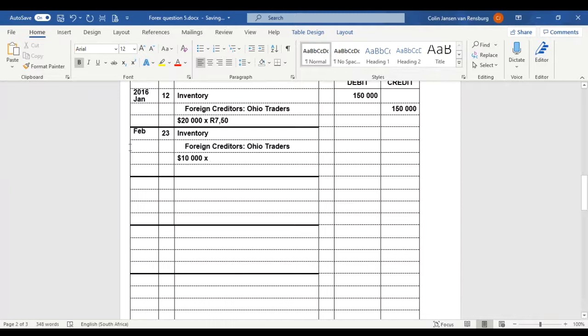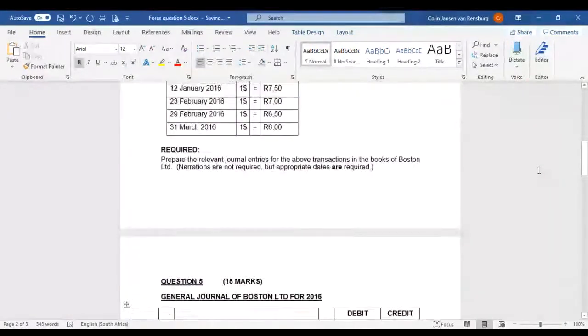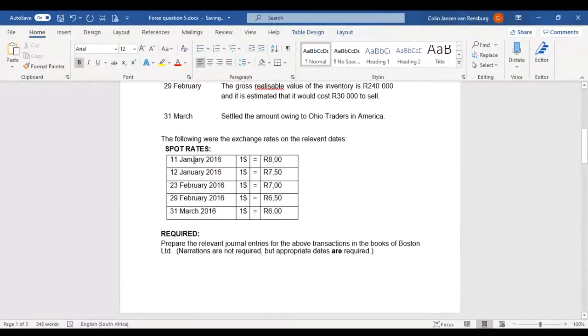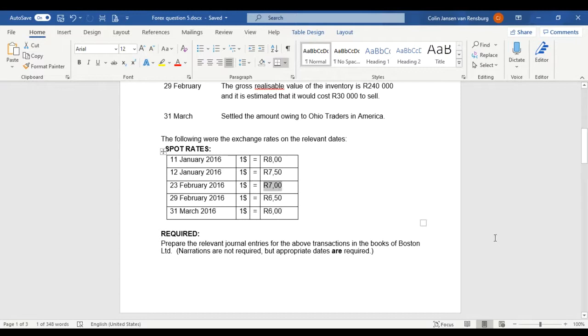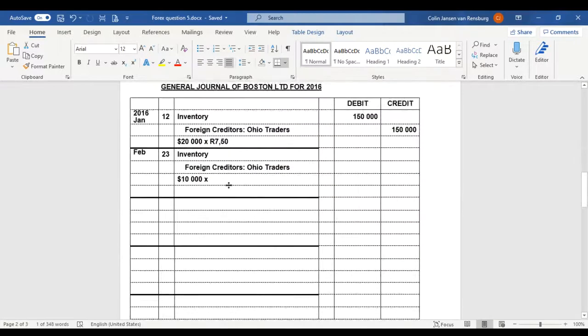And now we've got to go and have a look. What was the spot exchange rate on that date, the 23rd of February? So let's go and look at our ticker board. Right. So if we have a look at the various spot rates there, we see on the 23rd of February, the exchange rate was 7 rand to the dollar, right? If we had purchased the dollar on that day, each dollar would have cost us 7 rand. We're not purchasing dollars on that day, but we've still got to pay a value to our inventory on that particular date. So, ladies and gentlemen, that means we have to go and multiply that by 7 rands.